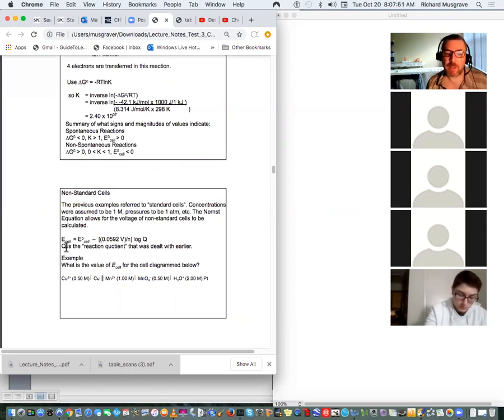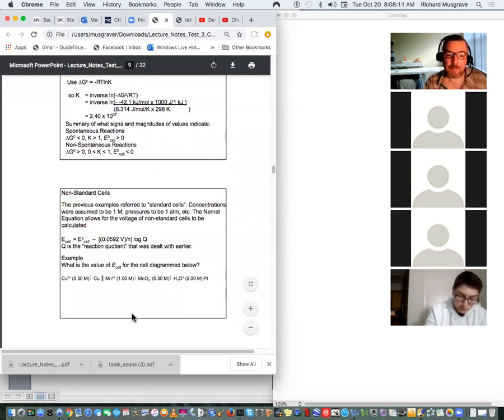And what makes it not standard is the fact that the molarities for the solution parts of the cell are not 1 molar, as you can see here. At least not all 1 molar. You've got 0.5, we have 1 here, we have 0.5, and we have 2. So we have molarities that aren't standard here.